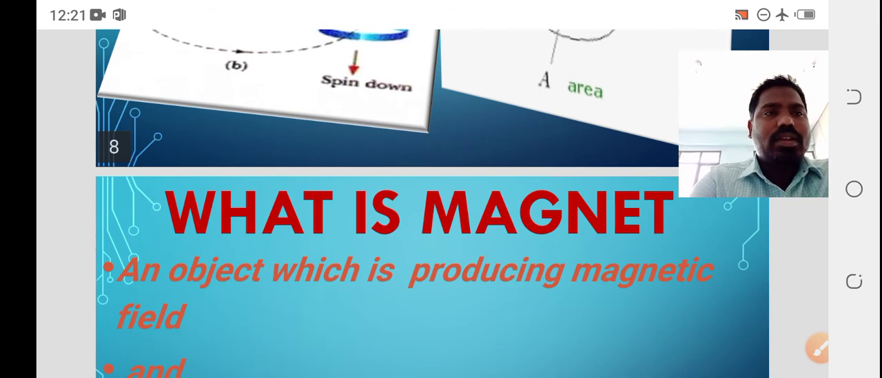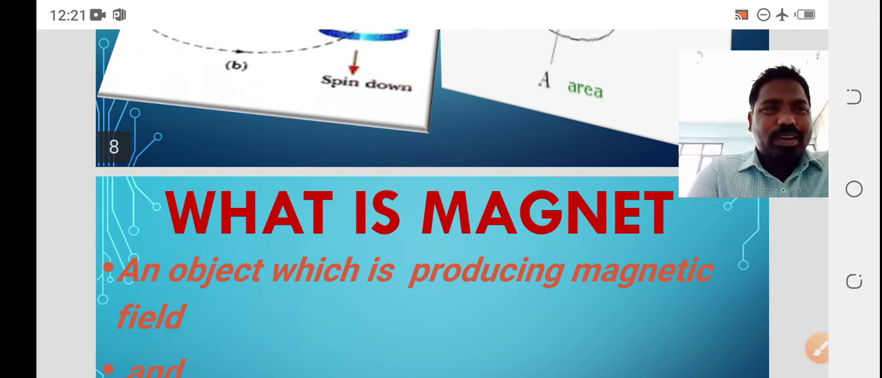Then suddenly I'm asking the question: what is meant by a magnet? Somebody is asking, oh, we have settled down. We are just discussing introductions, but what is the meaning of a magnet? Our topic is about magnetic properties of matter. We already discussed matter, but what is meant by a magnet?